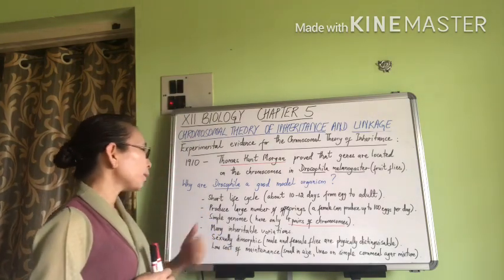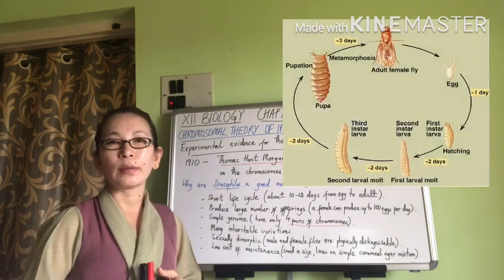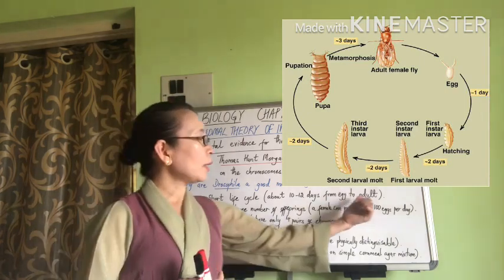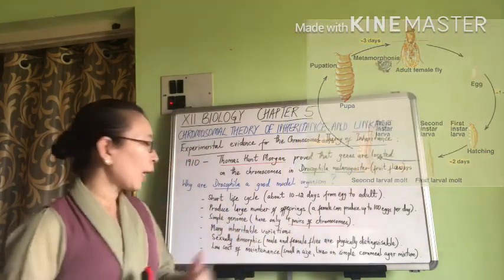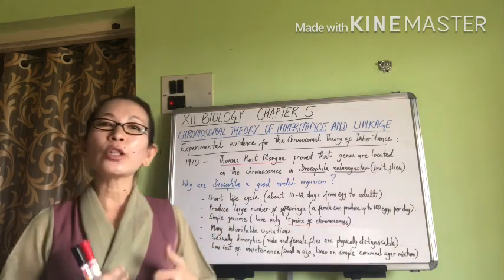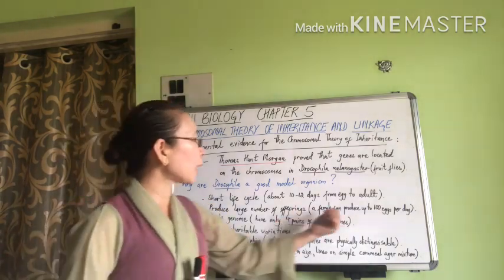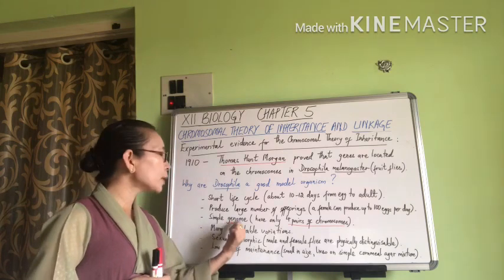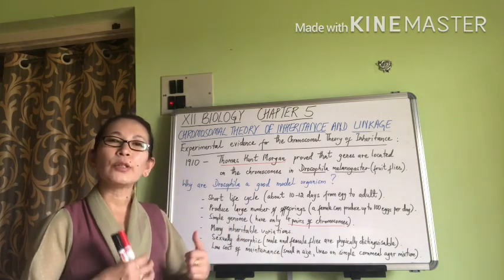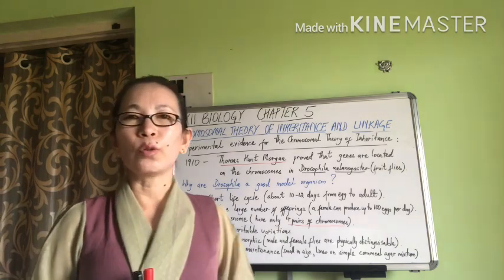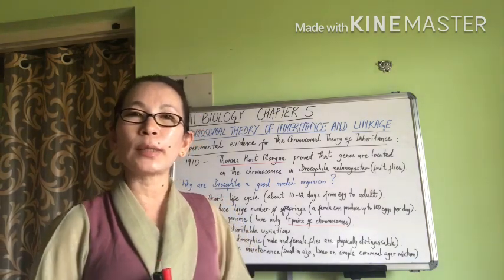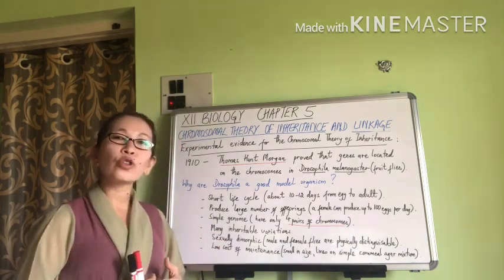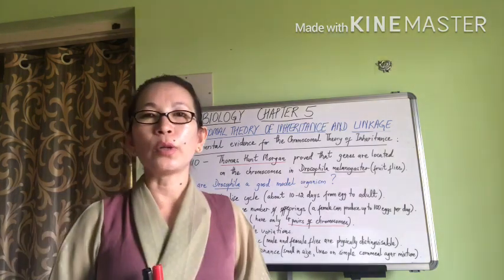The reasons are these flies have a very short life cycle. So in just a few days, in around 10 to 12 days, they can become an adult. And they also have the capacity to produce a large number of offspring. In fact, each female can produce up to 100 eggs per day. And such flies have a very simple genetic makeup. These flies are constituted by just 4 pairs of chromosomes, which is very easy and convenient for genetic studies. And having said that, they also show many inheritable variations in the population.